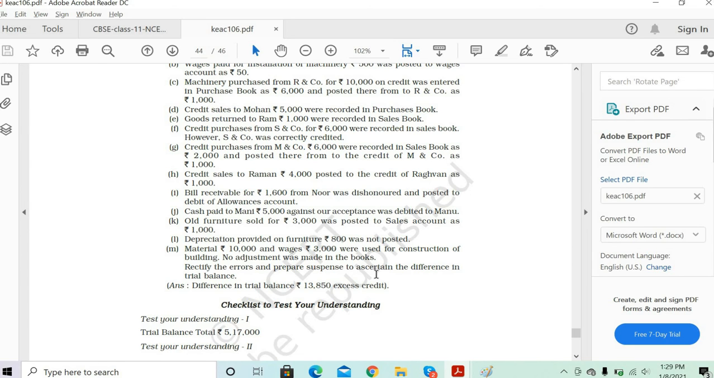No. See, first identify what is wrong here and how the correction happens. Both are wrong entries. Credit sold to Raman, posted to the credit of Raghuvan as 1,000. Basically 4,000 rupees of goods were sold to Raman on credit, and you gave that credit of 1,000 rupees to Raghuvan also. That is the wrong entry. So you have to reverse those things.